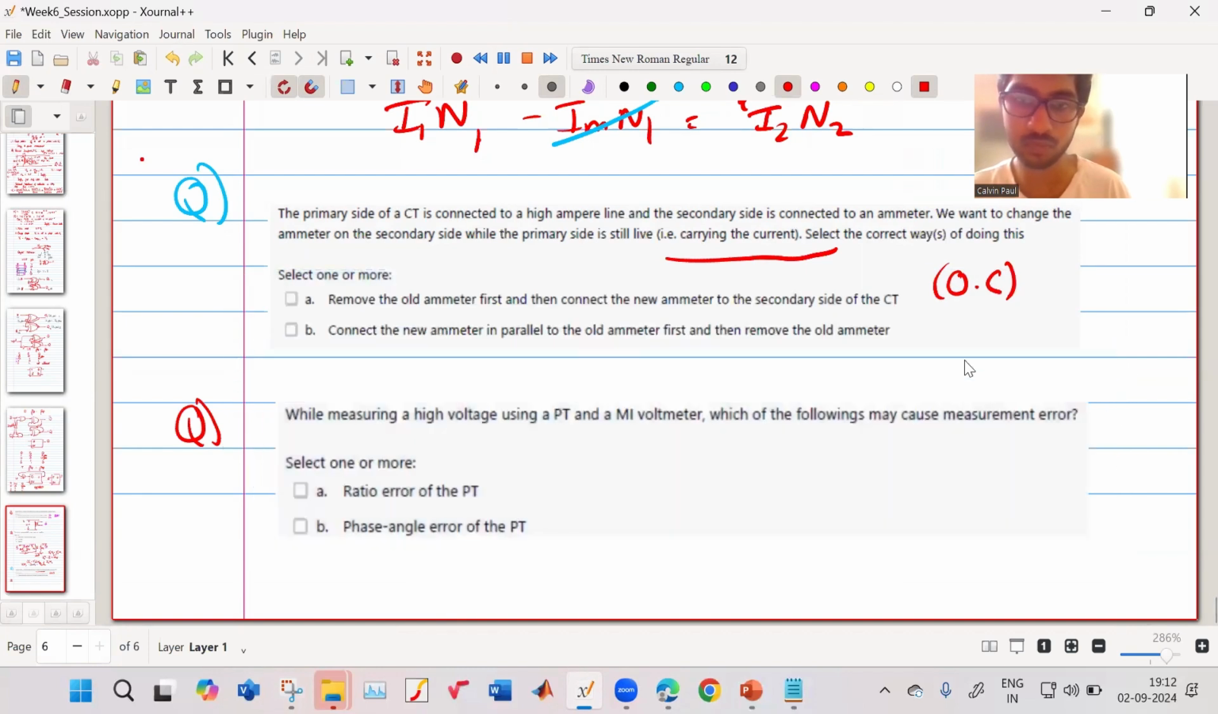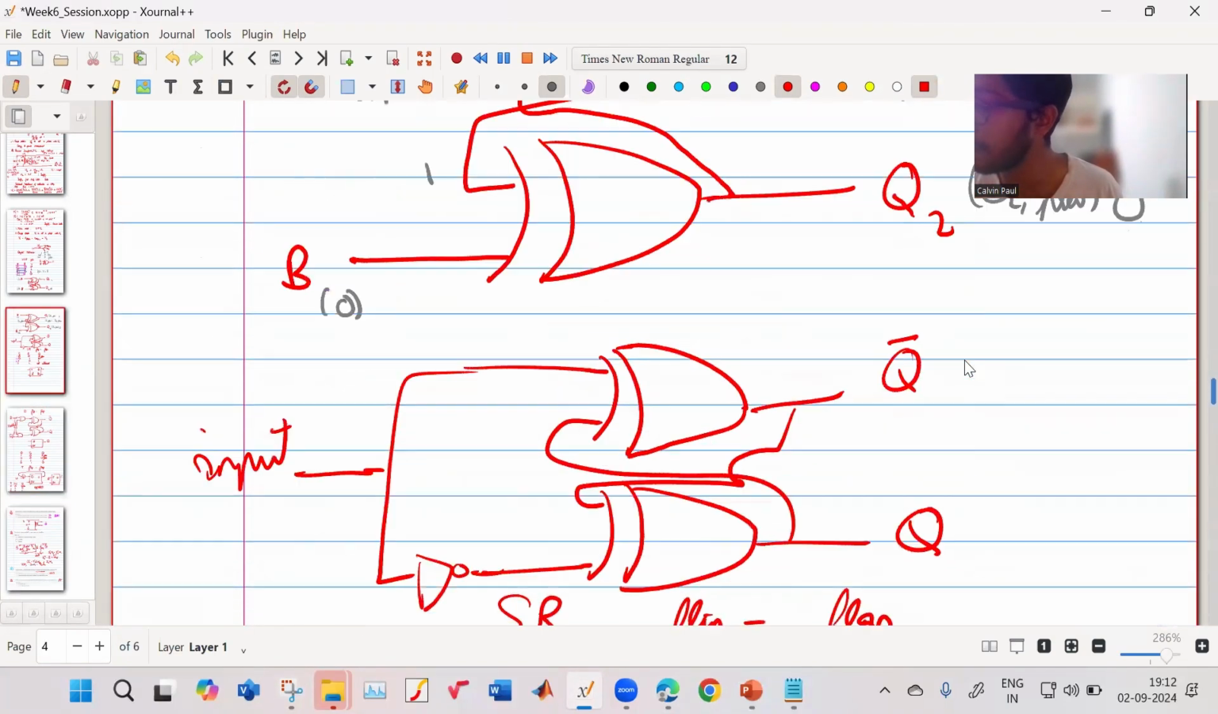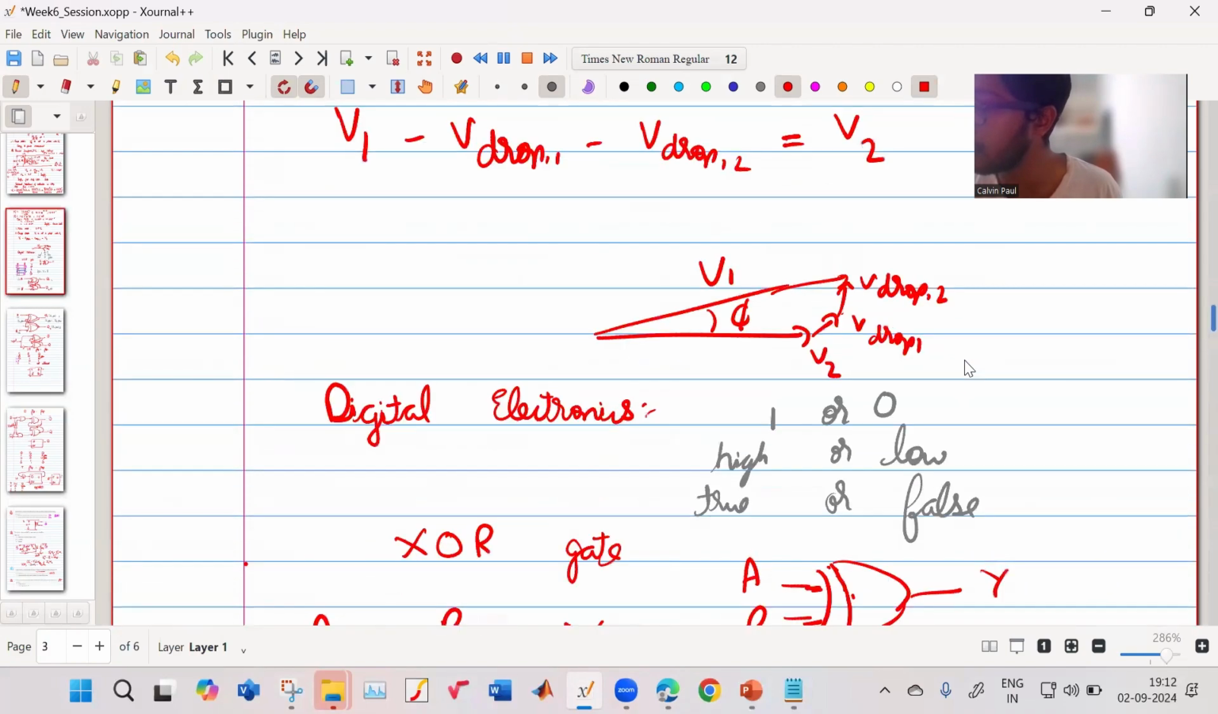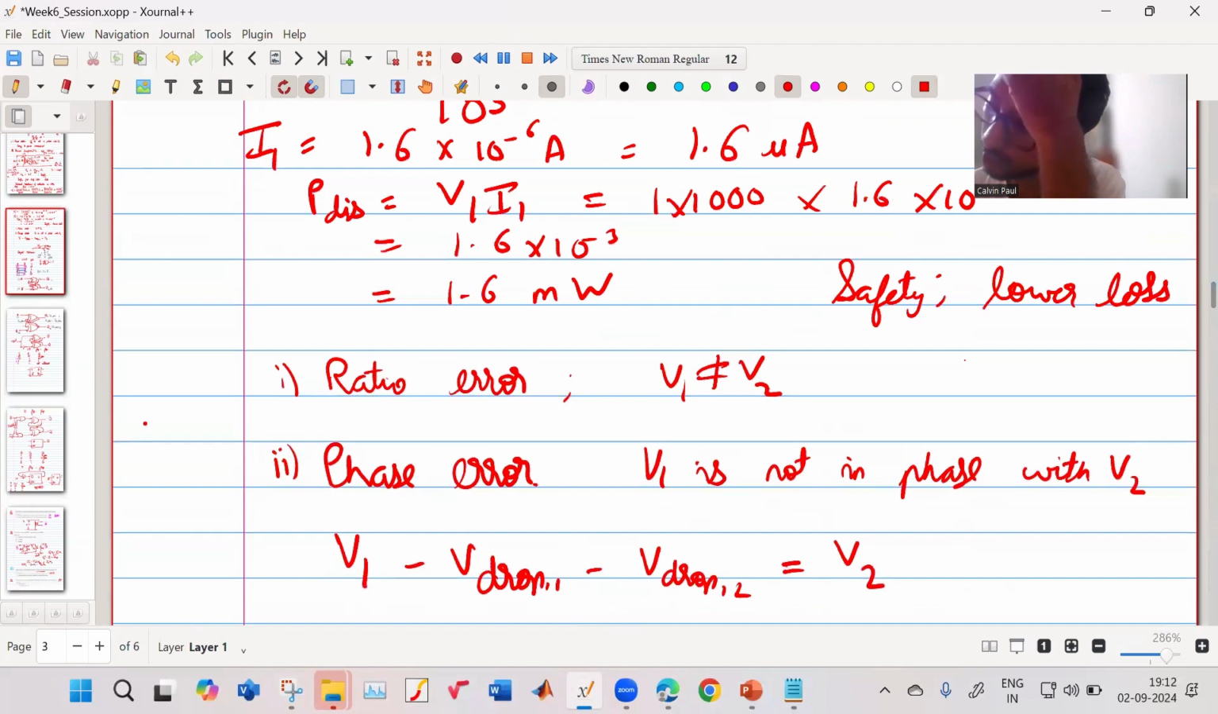So this is for a PT, right? For a PT, I consider this is one error. Ratio error is V1 is not equal to V2. Phase error is V1 is not in phase with V2.